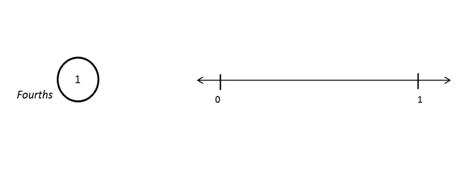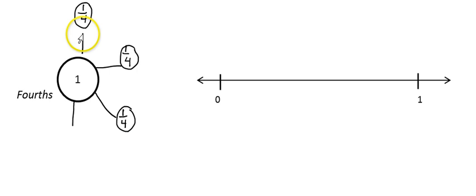Let's look at one more example. This time I'm going to decompose my one whole into fourths. Since I'm working with fourths, that tells me I'm going to need 4 equal pieces. And now the unit fraction will be 1/4. So I have 4 copies of 1/4, and that makes up the one whole.